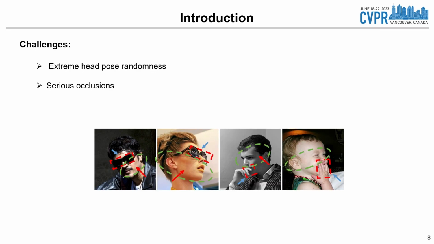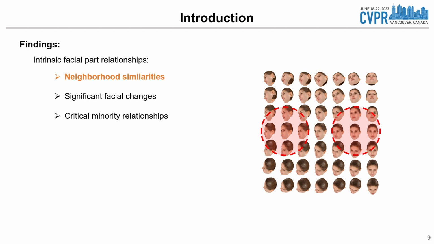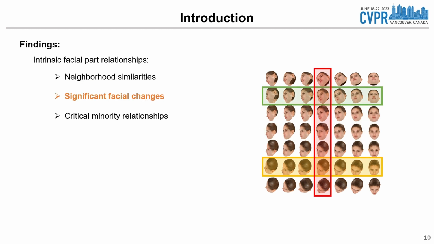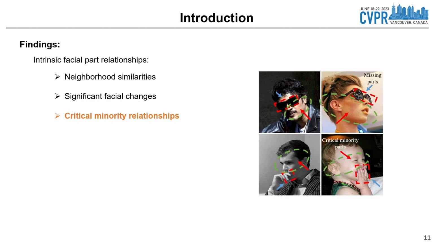In some challenging scenarios, such as extreme head poses and serious occlusions, many remarkable facial parts are missing, which makes the head pose hard to predict. Therefore, in this work, we propose 3 findings of intrinsic facial part relationships to alleviate these obstacles and facilitate HPE. First, neighborhood similarities. Second, significant facial changes. Specifically, we observe that 2 facial regions can be distinguished by a significant facial part change.